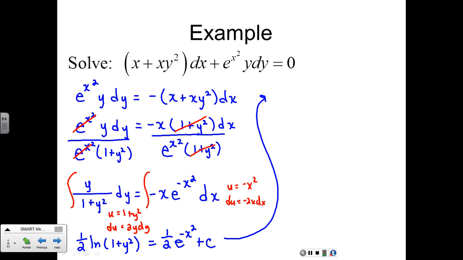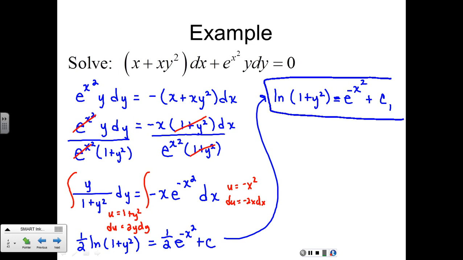Algebraically, do y'all see? We can clear the fractions out, multiply through by 2, so you have a better answer: natural log of 1 plus y squared equal to, if I multiply that first, e to the negative x squared. If you multiply c by 2, you still get a constant. Everybody agree with that? So we're just going to call that constant c1, and we're going to leave our answer as an implicit solution. Implicit means you've got both variables present. You didn't solve it for one specific variable.